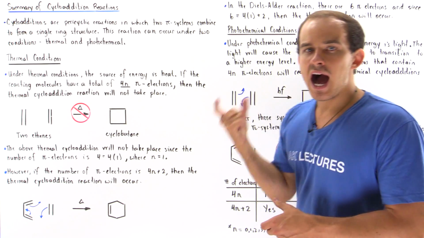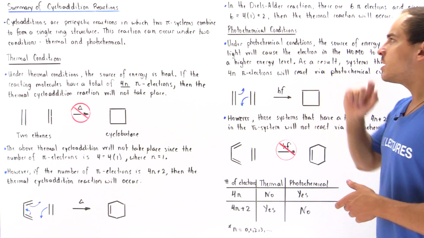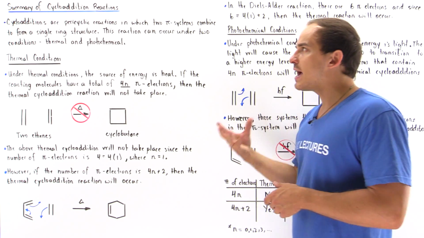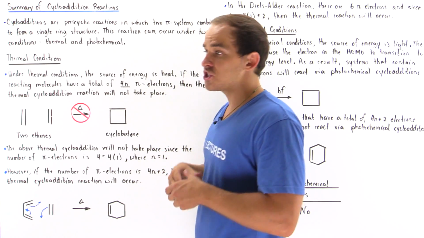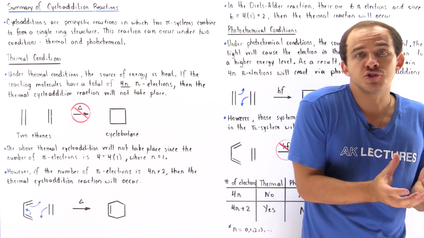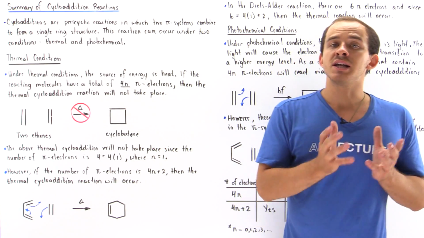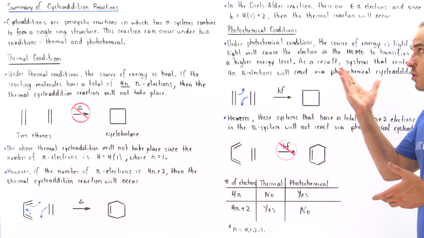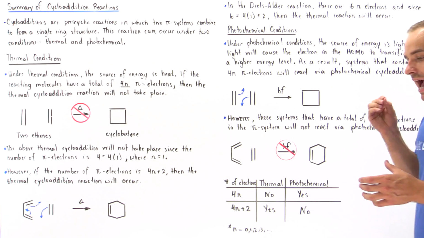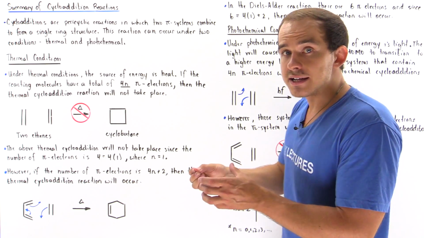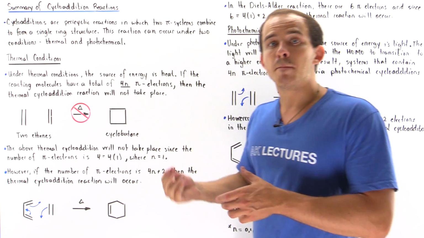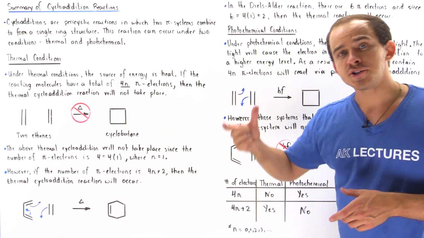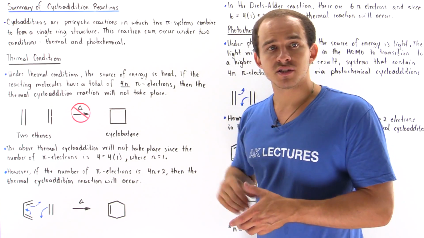Now, the exact opposite is true when we are under photochemical conditions. A photochemical cycloaddition reaction is a reaction where the energy doesn't come from heat, but from light. In photochemical conditions, light shines onto our molecule, bumping an electron to a higher orbital, and that reverses the results we just discussed.